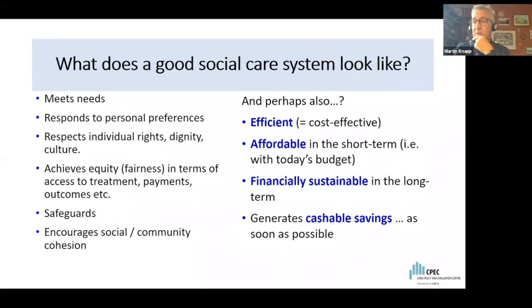Okay, so what I put on here, it's a busy slide. Just look at the left-hand side for the moment. What does a good social care system look like? If we're thinking about a social care system for any particular group of people, what would we expect it to do if it was performing well? Well, it would meet needs. Needs could be defined by the individual, by the system, by family members, or all of them. It would respond to personal preferences. It would respect the rights and dignity and culture of the individual and family.